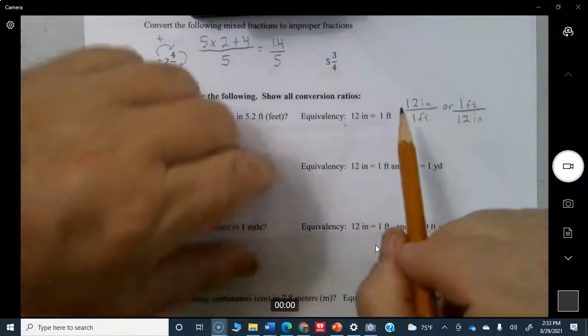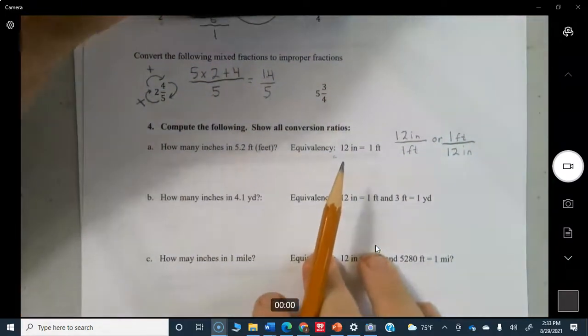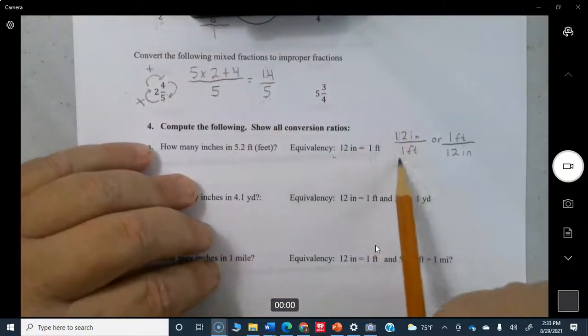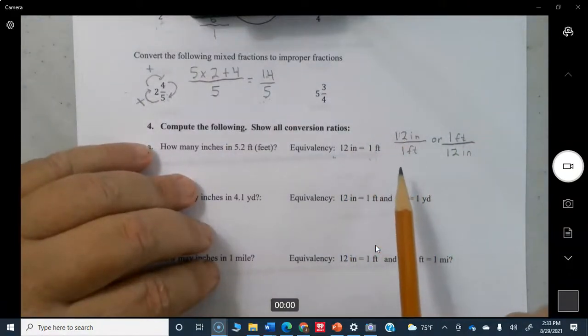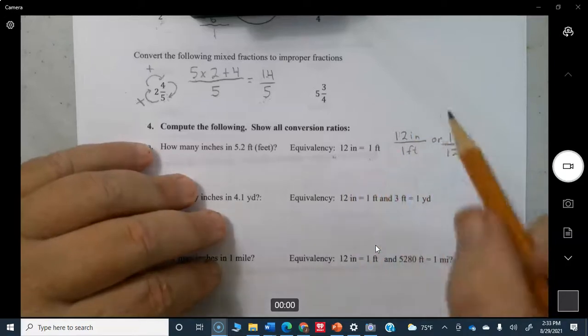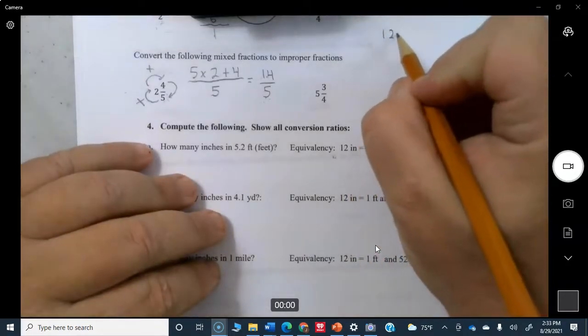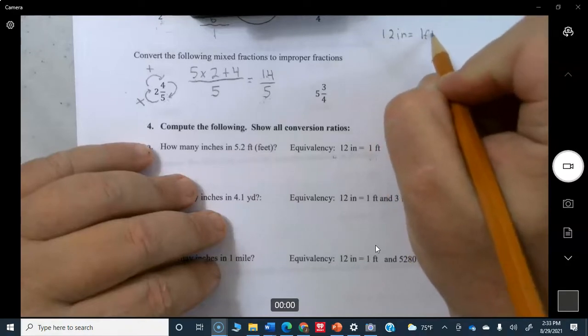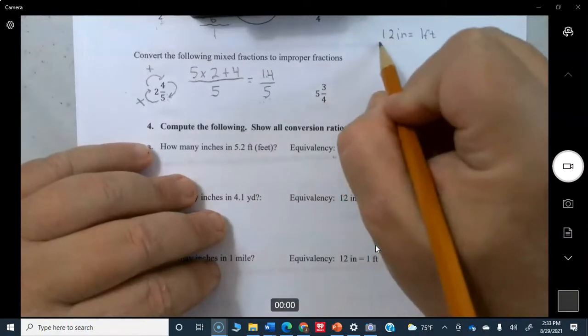Now I'm going to do something here that I didn't do in the instruction video. I'm going to come up here where I have some open space. I'm going to prove to you that either of these are true statements, okay? So I'm going to take this and I'm going to divide both sides by 12 inches.